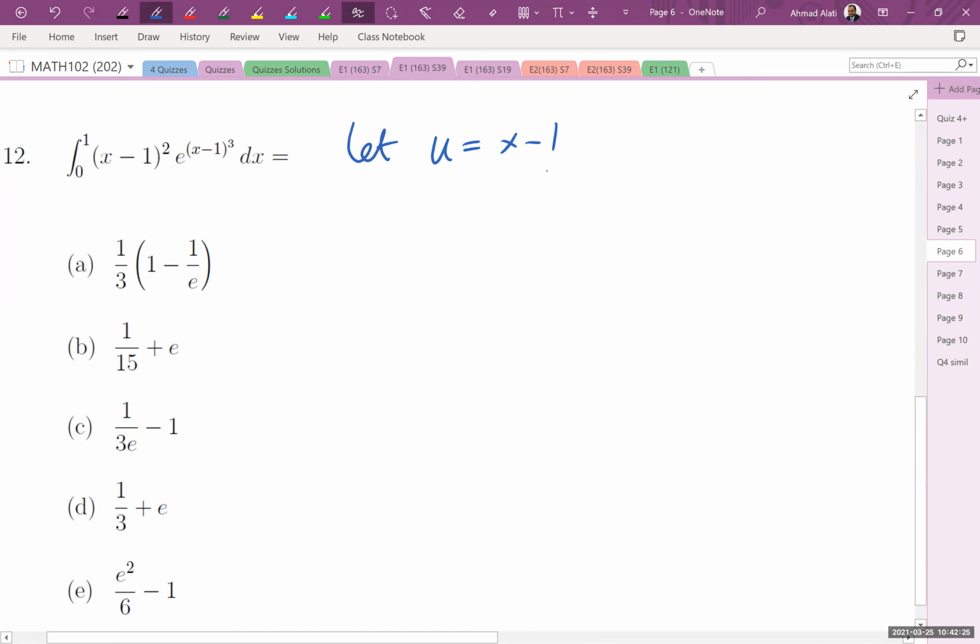Good, not bad. But you need to use another substitution if you did this, ya Munir. So if you use this, du will be dx. It's okay. So you will have this integral: u squared, e to the power u to the power 3, du. Now you need another substitution. What will be the other substitution, ya Munir? For example, t equals what?